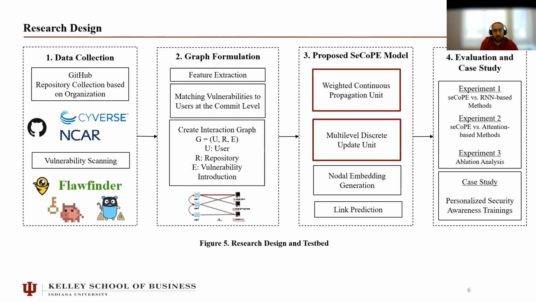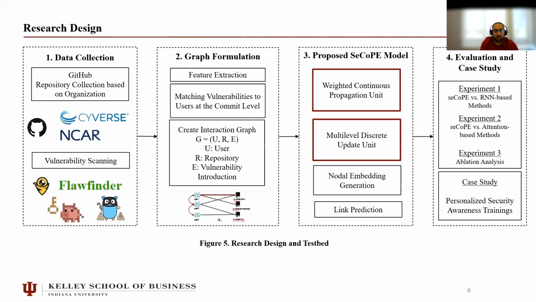So we present our overall research design in Figure 5 here. The first step is collecting data. Based on the organization, say, for example, Cyber's NCAR, we would collect all the repositories, and we could also collect, say, forks or repositories on GitHub that are associated with a certain organization. In this research, however, we only collected the repositories that were created by that specific organization.